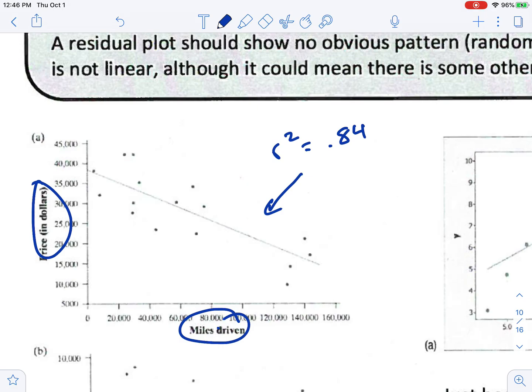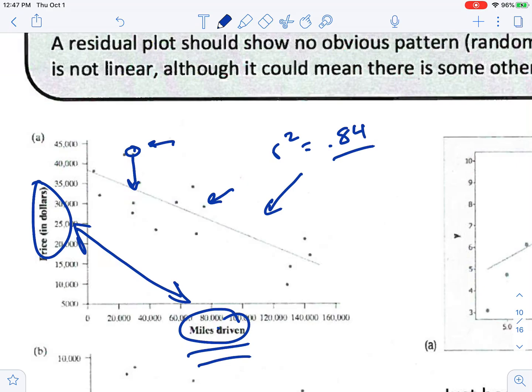price versus miles driven for these trucks, 84% of the reason why these aren't perfect has to do with this relationship, okay? 84% of the reason why the price is not perfectly predicted, the variation in y, can be taken into consideration because of miles driven. So we're kind of saying there's 16% of the reason why these points aren't on the line is because of something else.